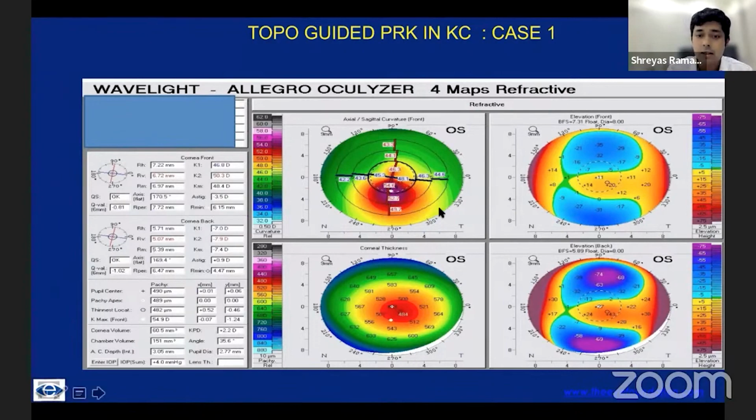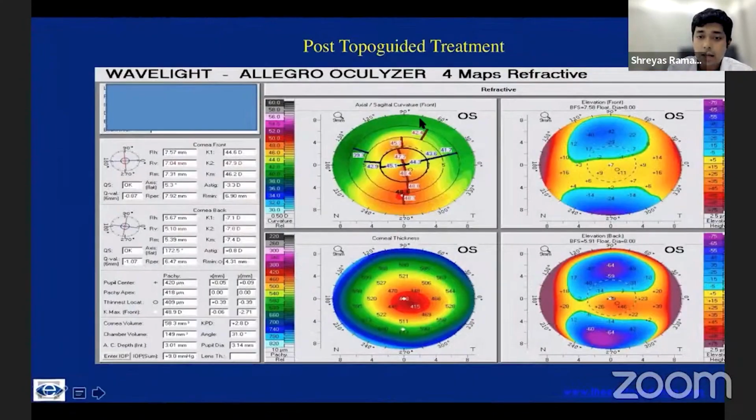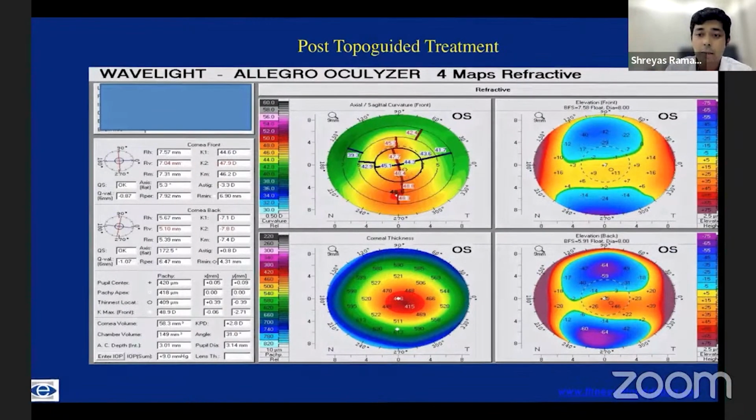This is just another example of a patient who presented for cataract surgery, but incidentally had keratoconus on examination. We first subjected this patient to a topo-guided PRK, and once this cornea regularized and we had a repeatable K reading, we could very safely take them up for a toric IOL implantation.